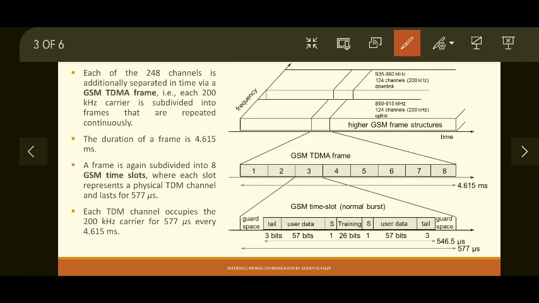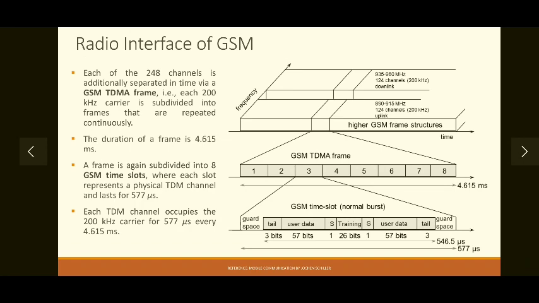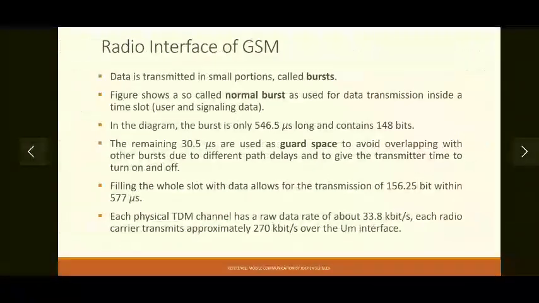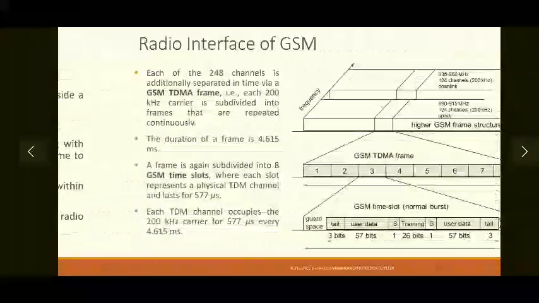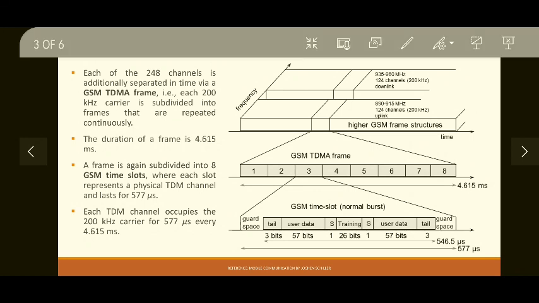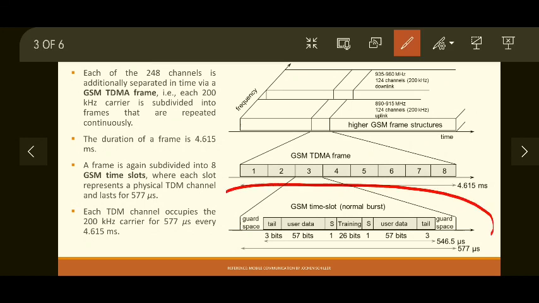Let's see more details about this. As I said, data is transmitted in small portions. These portions are called bursts. There are different formats of bursts. In the previous diagram, we have seen one format. This is called a normal burst. This is the format in which a user can transmit data. We will see the details of this format.